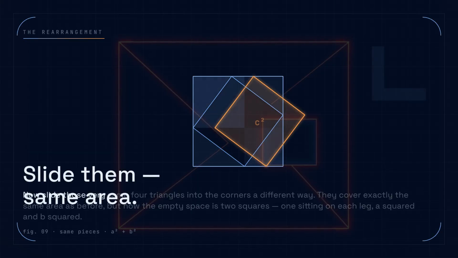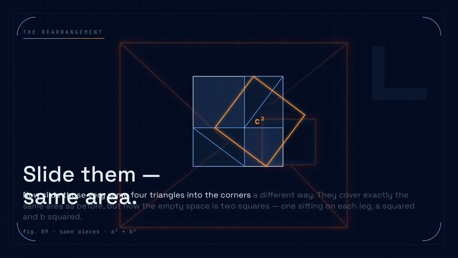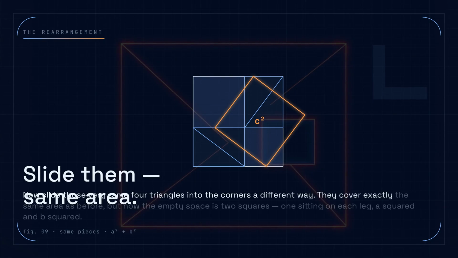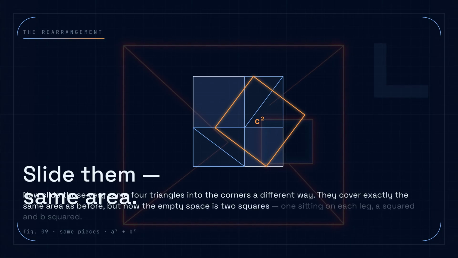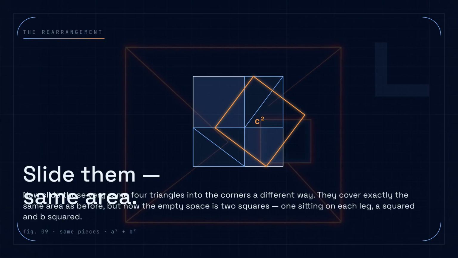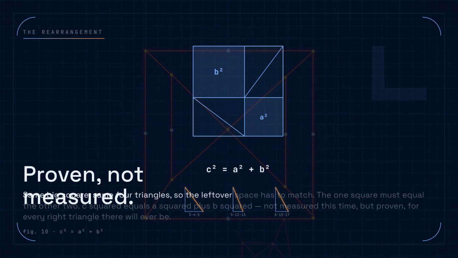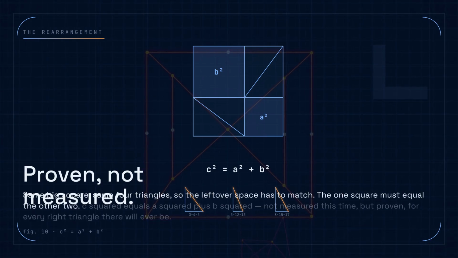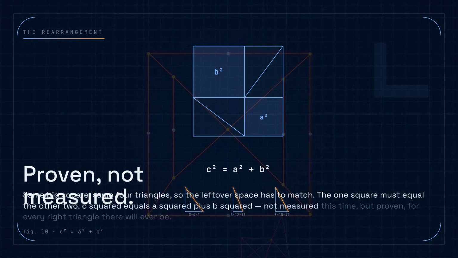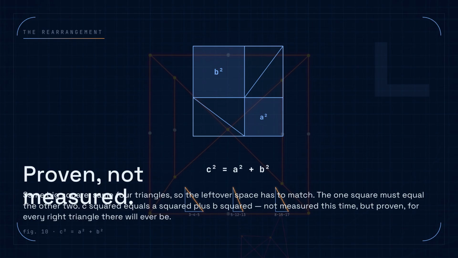Now slide those very same 4 triangles into the corners a different way. They cover exactly the same area as before, but now the empty space is 2 squares, one sitting on each leg, a squared and b squared. Same big square, same 4 triangles, so the leftover space has to match. The one square must equal the other 2. C squared equals a squared plus b squared. Not measured this time, but proven for every right triangle there will ever be.